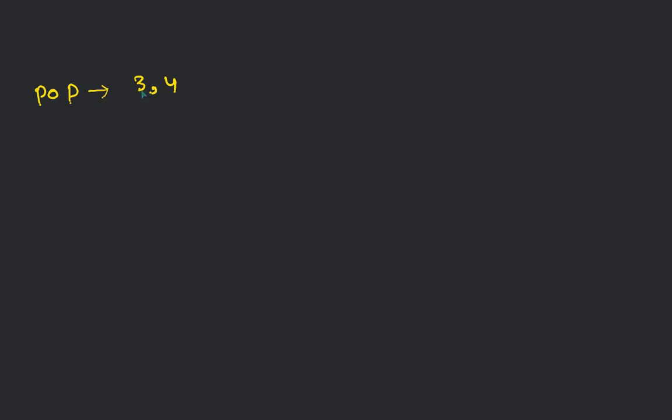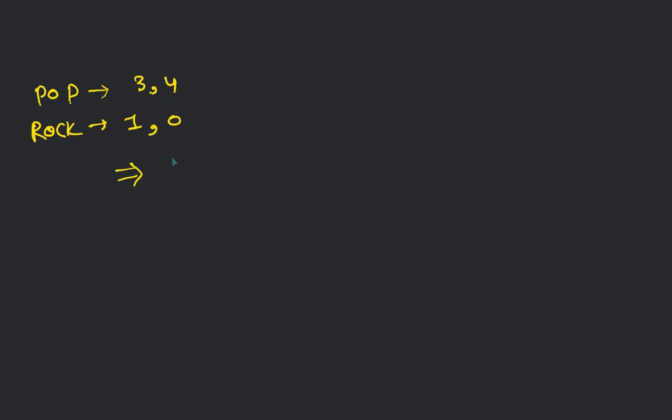Now, when pop is 3, in that case rock will be equal to 1, and when pop is 4, rock will be 0. Are you able to understand? When pop is 3, then rock is 1. When pop is 4, then rock is 0, because the total selection is 4 only. So, in that case, let's understand the next step.